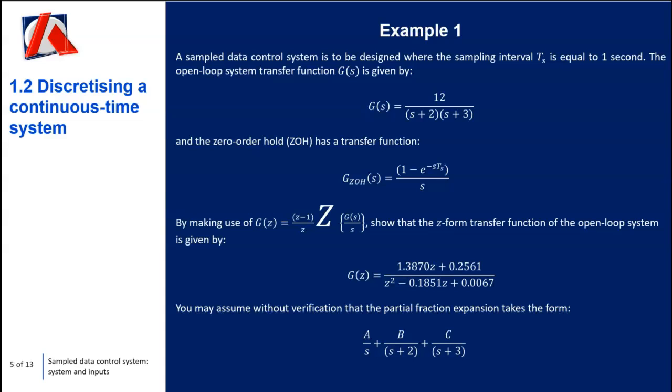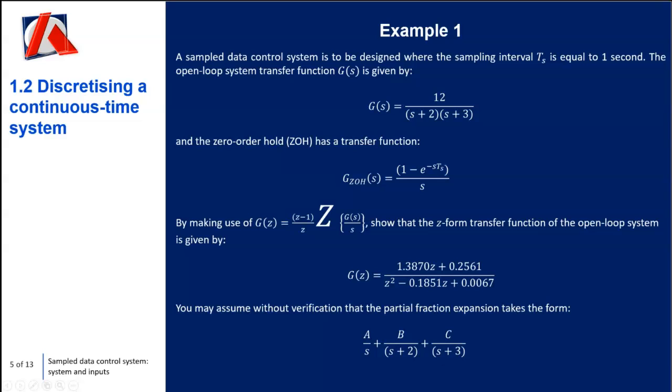So let's get on to a question. That's probably the best way to understand the process better. So in this example 1, we've got a sampled data control system that is designed with a sampling interval Ts equal to 1 second. The open loop system transfer function is given by this.